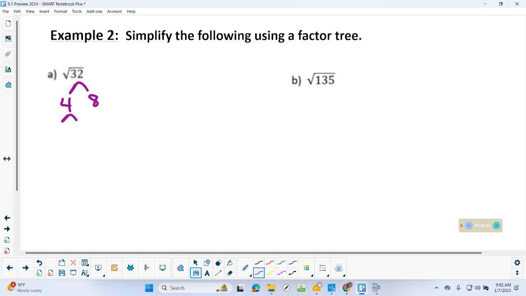So 4, of course, is 2 times 2. 8, I'm going to go 2 times 4. And I can still break those down further. The 4 can be broken down into 2 times 2. So every number at the end of your branches on a factor tree should be prime, divisible by 1 and itself.